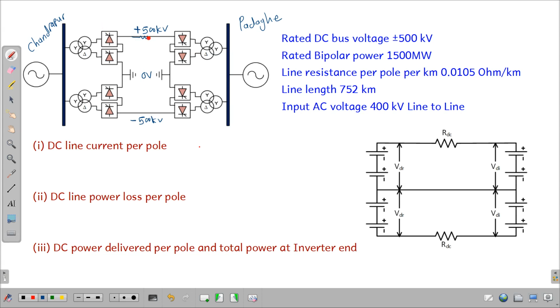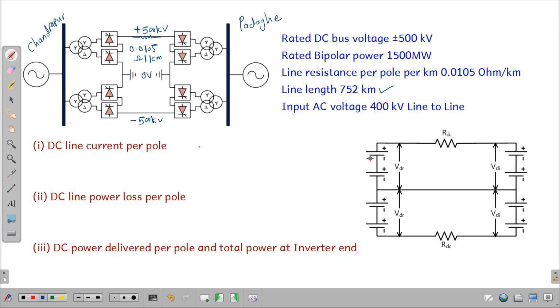The resistance of this line is given as 0.0105 ohm per kilometer, and the total length of the line is 752 kilometer. In this case, we have to calculate all these values. So let's draw the equivalent diagram.